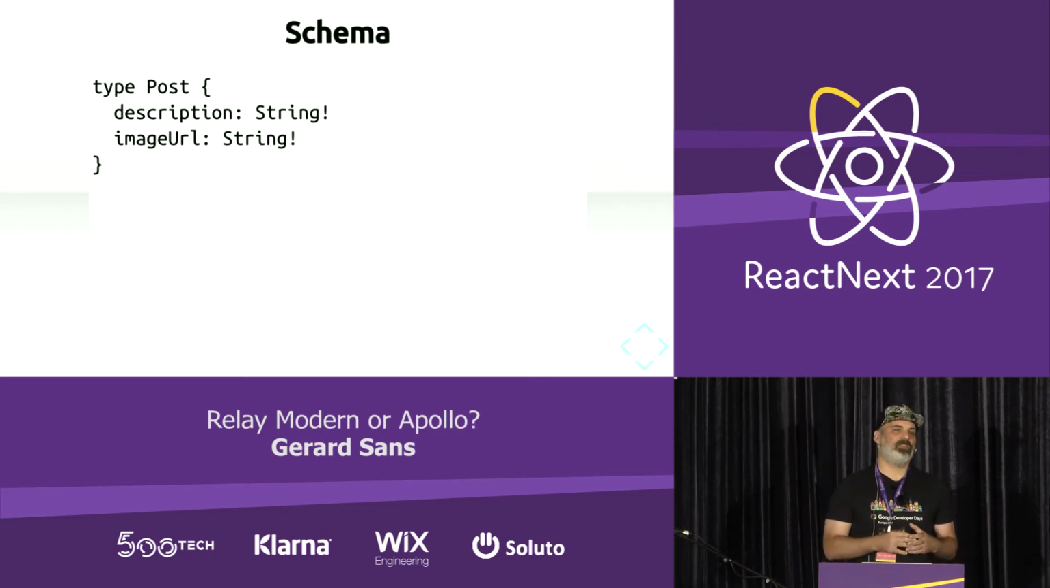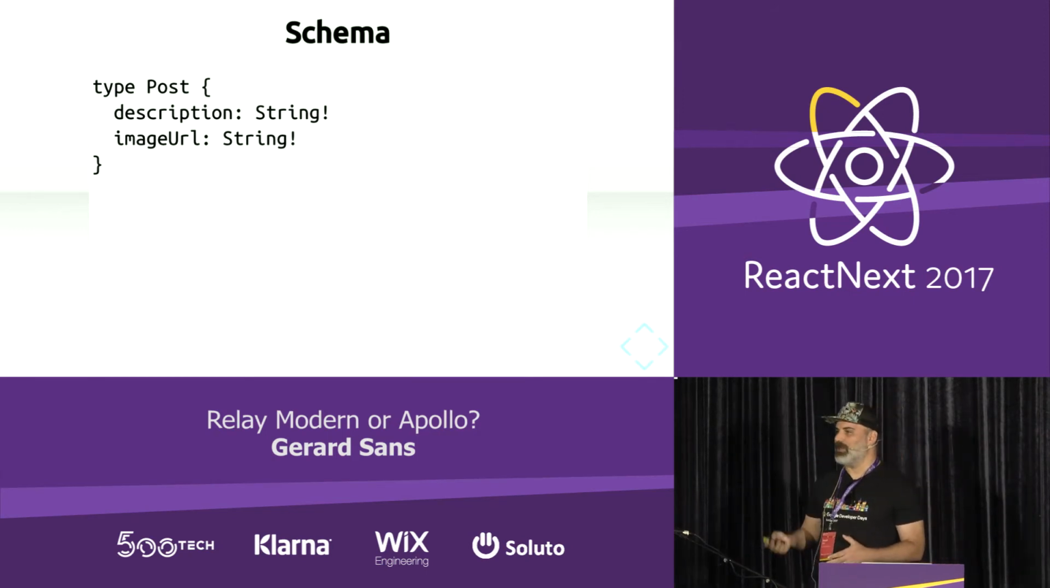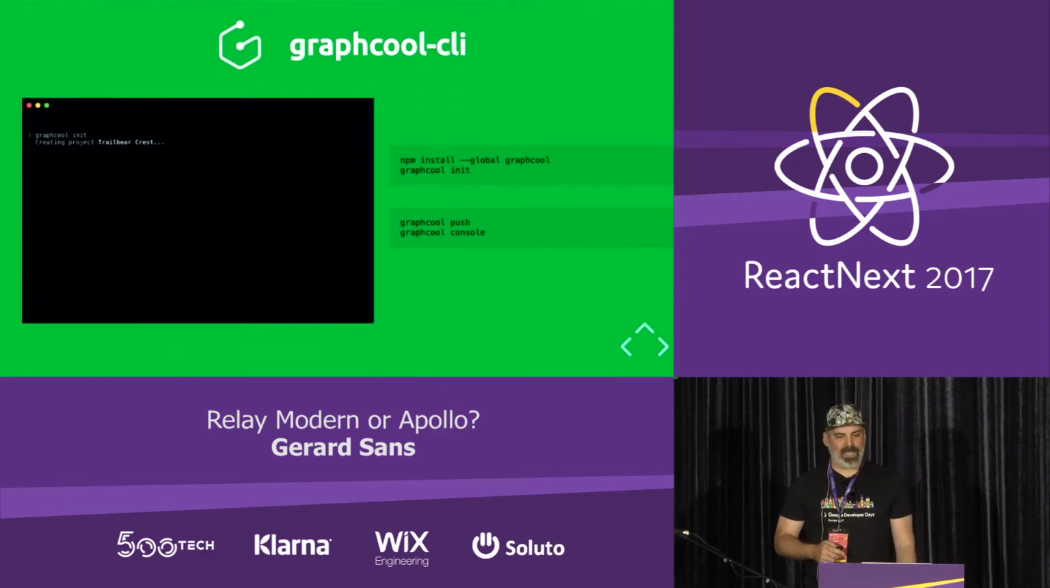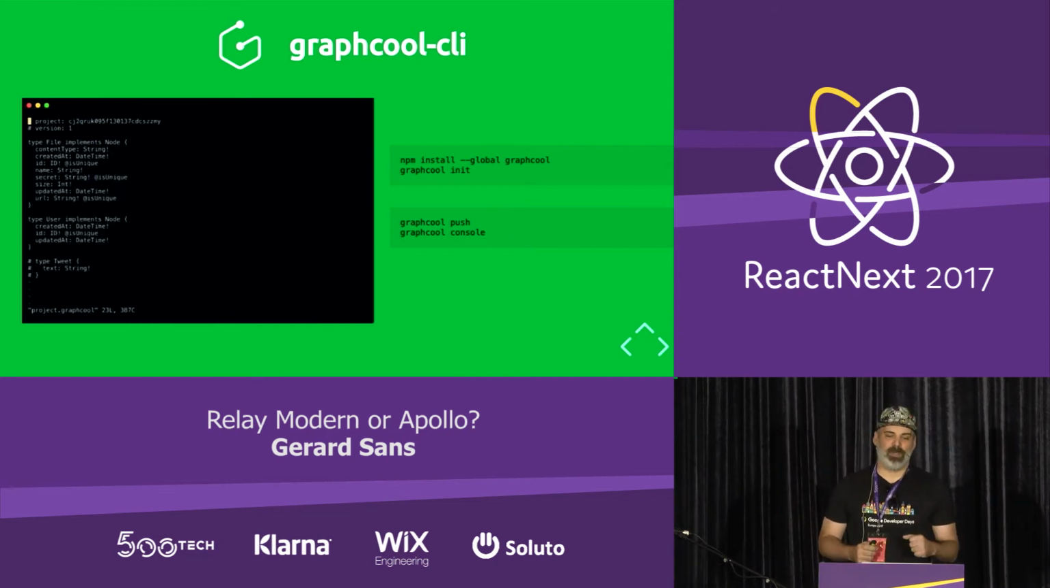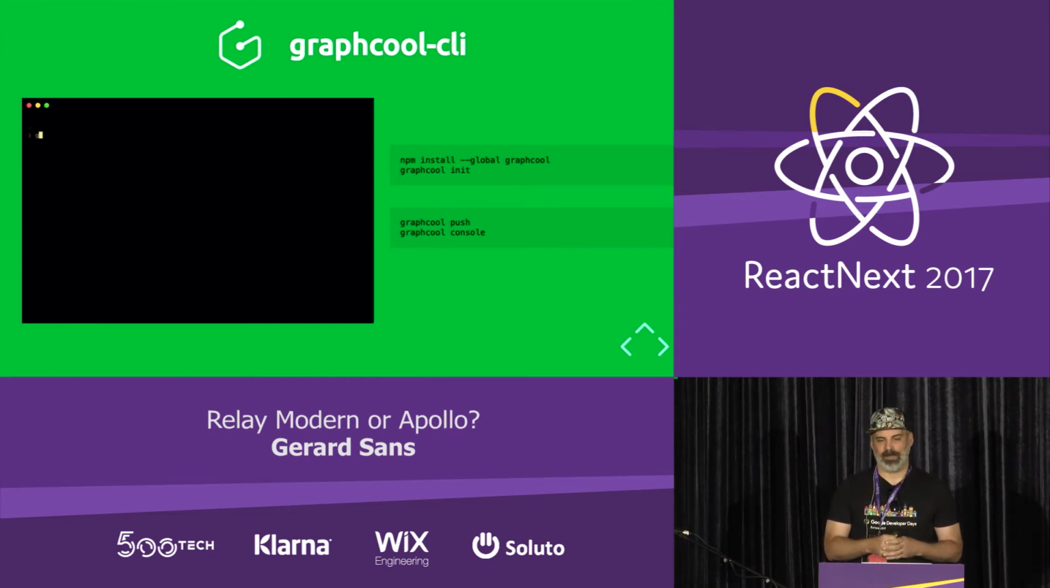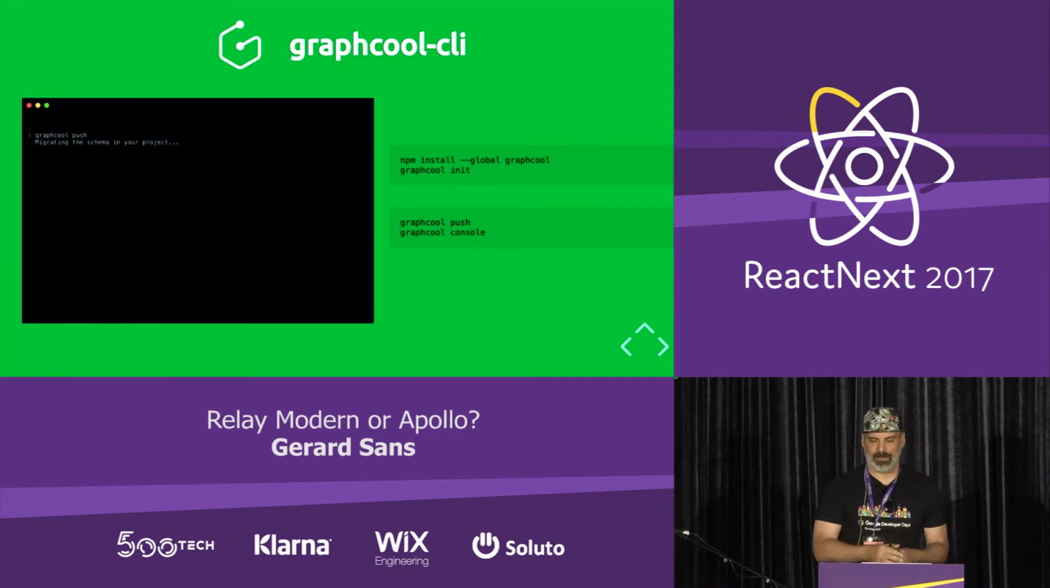We are just going to be able to create some posts. The post will be based on a description and also a URL pointing to an image. We will use some of the GraphQL tools to create this schema on the server side and then be able to extend that schema by using some command line interface tool.